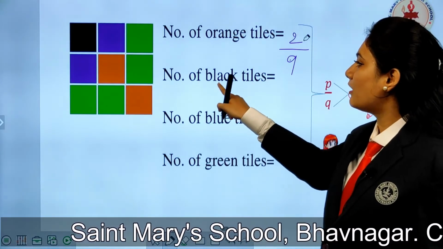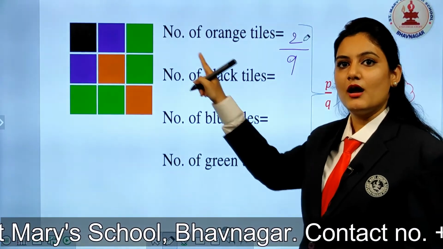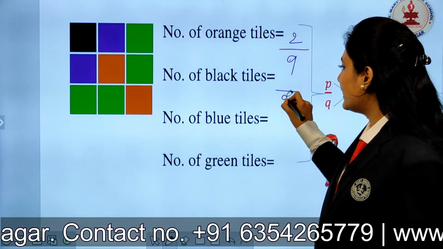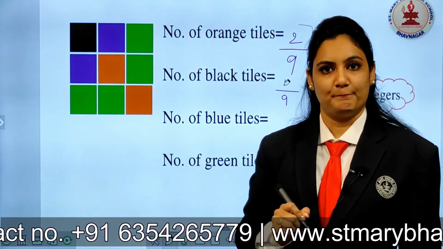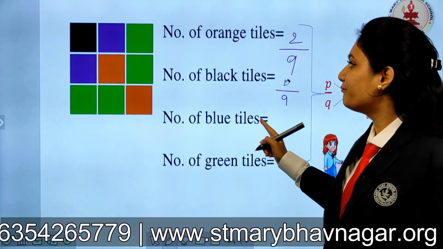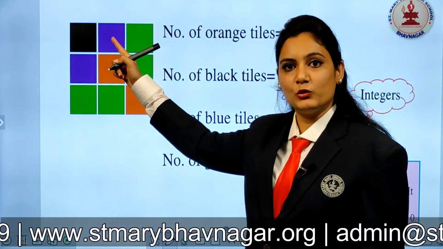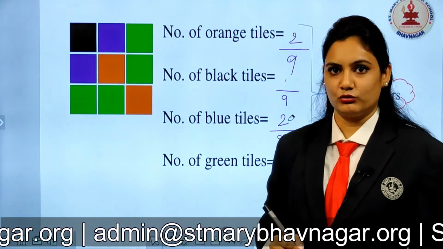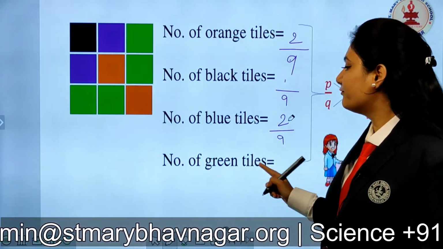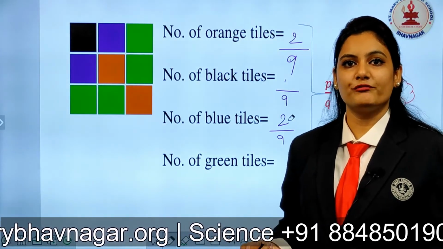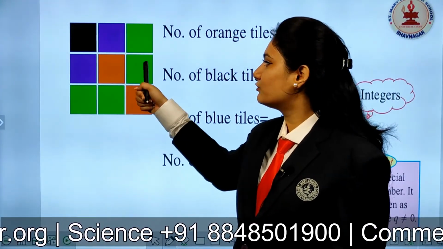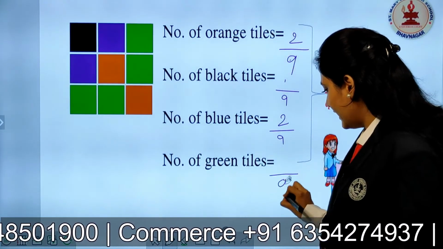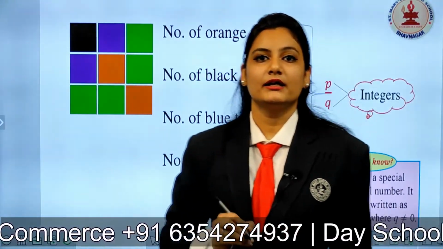Now next, how many black tiles are there? Only 1. So out of 9 tiles, only 1 is a black tile. Then the number of blue tiles. There are 2 blue tiles. So out of 9, 2 are blue tiles. Next, the number of green tiles. How many green tiles are there here? 1, 2, 3, 4. Out of how many? 9. So out of 9, 4 are green tiles.